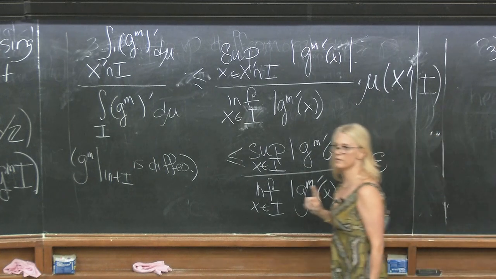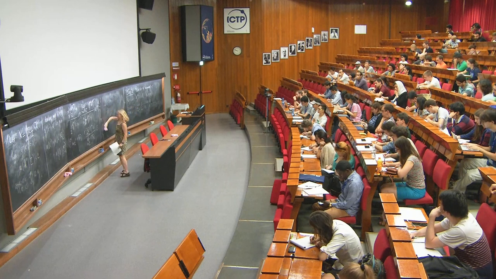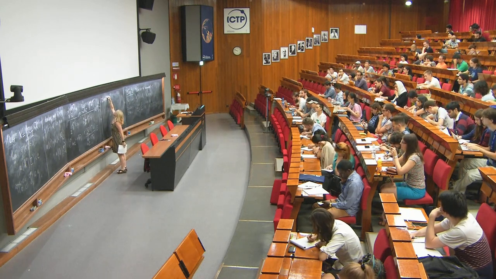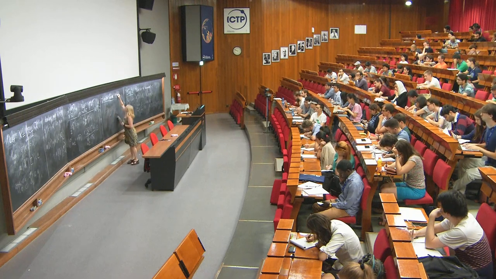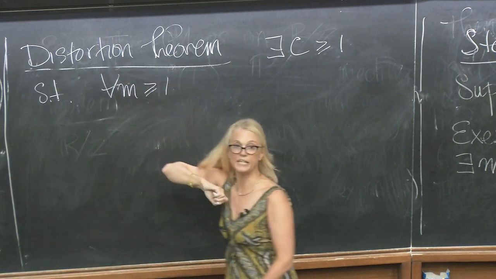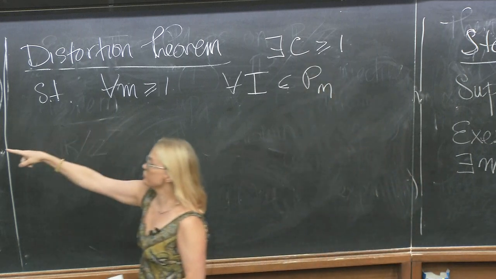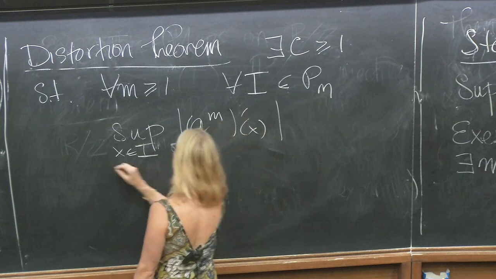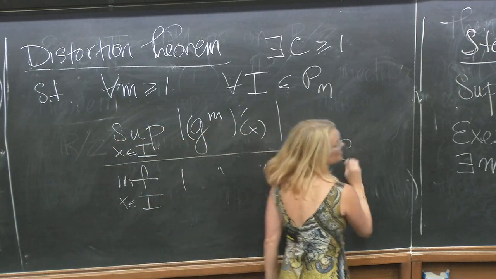Now we come to the key theorem that we need to finish this proof. So I'll state the theorem, finish the proof, and then prove the theorem. I'll call this the distortion theorem. It says that there exists some C greater than or equal to 1, such that for any m, and this m is arbitrary, that's key, the order of quantifiers, and for every interval I inside of Pm, this ratio, the sup over x in I of g to the m prime of x divided by the inf, is less than or equal to C.